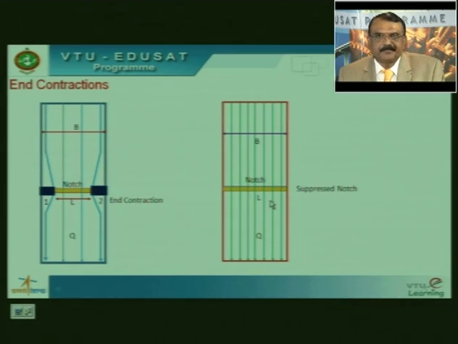Come to the other side. Here this is the width of the channel B and the length of the notch is L. In other words, B is equal to L in this case. It is called the suppressed notch. Let us see why it is called a notch with end contraction, and why it is called a suppressed notch.